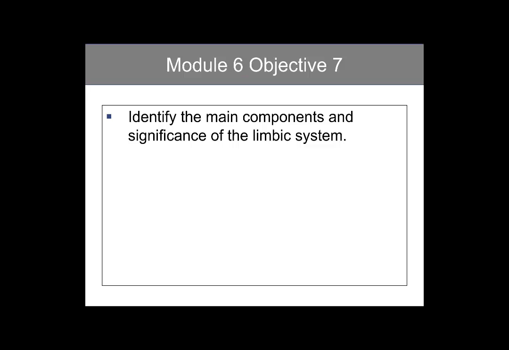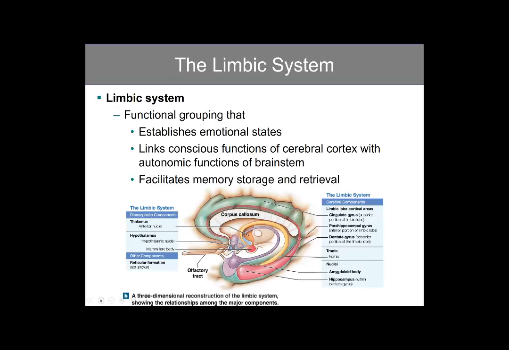Module 6, Objective 7 asks that we identify the main components and significance of the limbic system. The limbic system gets its name from the Latin limbus, which means border, and it refers to the fact that the limbic system is found between the diencephalon, so we have the thalamus and the hypothalamus on this side, and the cerebral cortex. So it is at the border of these two great systems, the cerebral cortex or the cerebrum and the limbic system. And the function of the limbic system is to establish our emotional states.